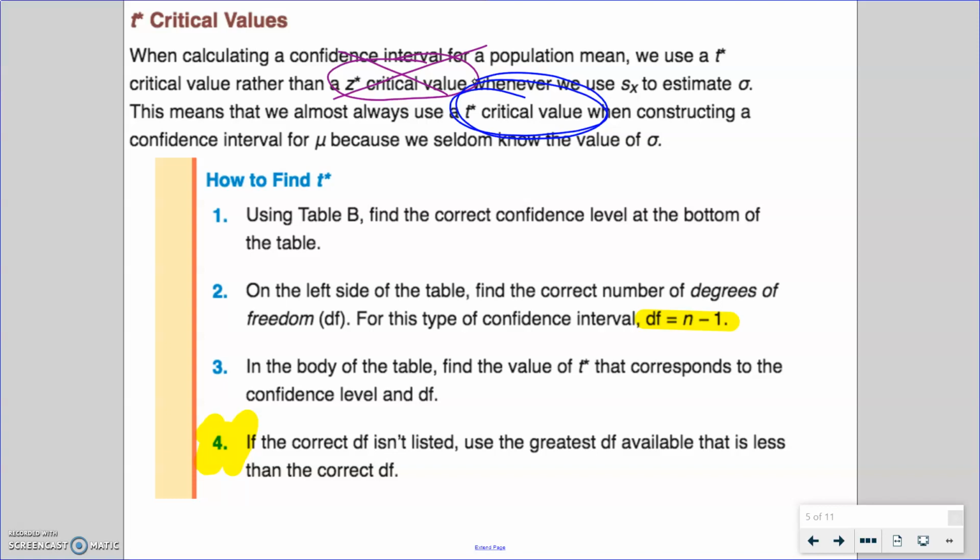So I think you guys just have to give me a little bit of wiggle room and just trust that t is what you use for mean, okay? So how do you find the t critical value?